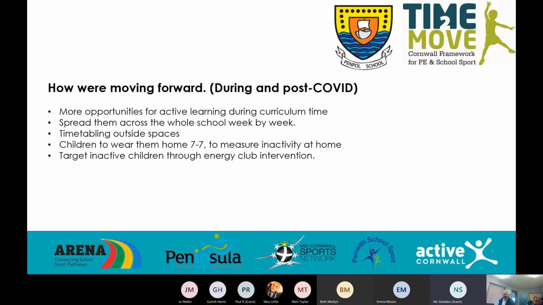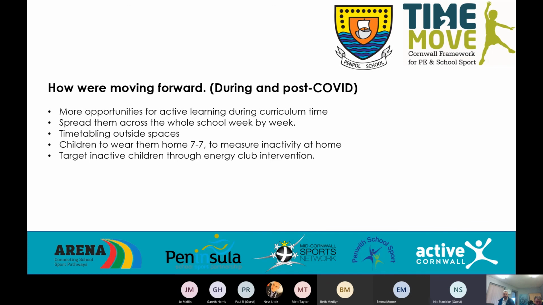Okay, so in this, I say post-COVID, but in this during-COVID world that we live in at the moment, obviously our main aim is to improve the activity levels that the children are having during the broad and rich curriculum that we're trying to deliver. So more opportunities for active learning during curriculum time, that comes from all the things that Beth's just spoken about in that last slide, where we said about the Super Movers, the YST 60-second things, all those active breaks that we can get into the school day.